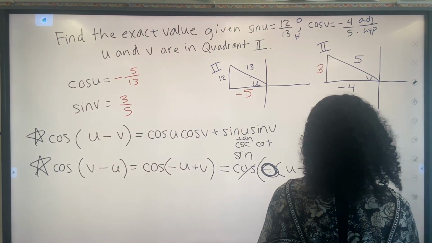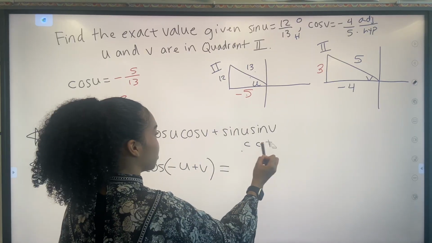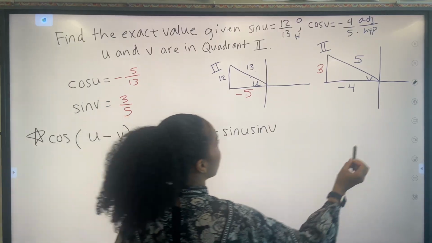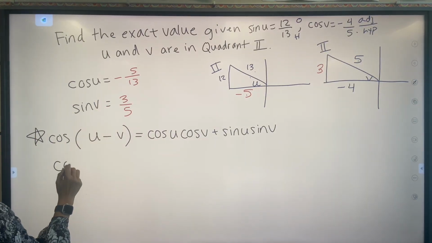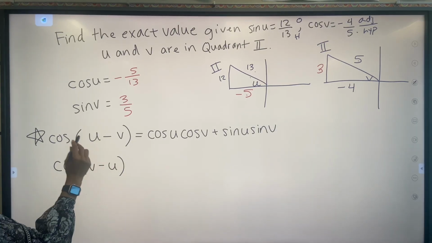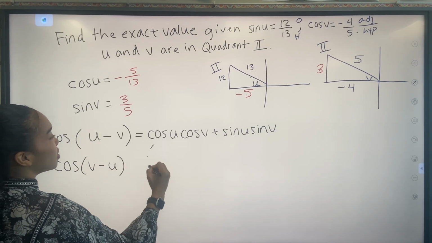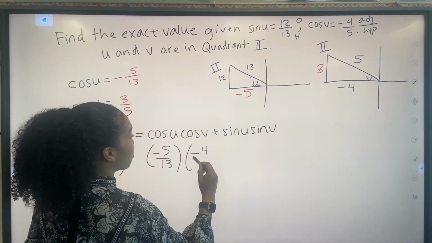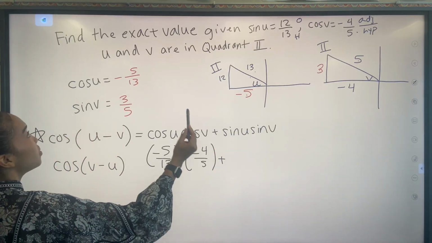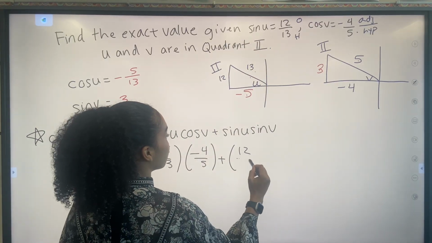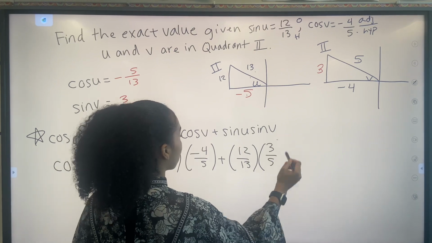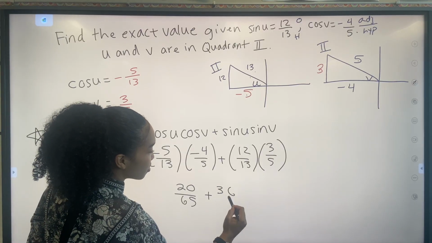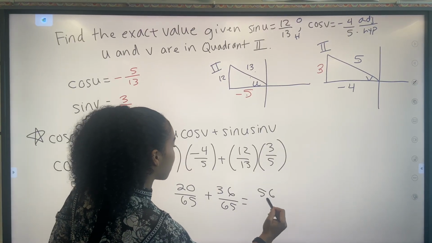Okay, so now that you got the explanation, let's go ahead and solve it. And guys, this is the same thing as cosine of v minus u. These are the same thing. Okay, so cosine of u is negative 5 over 13. Cosine of v is negative 4/5. Sine of u is 12 over 13. And sine of v is 3/5. So this is going to be a positive 20 over 65 and 36 over 65. So this is 56 over 65.